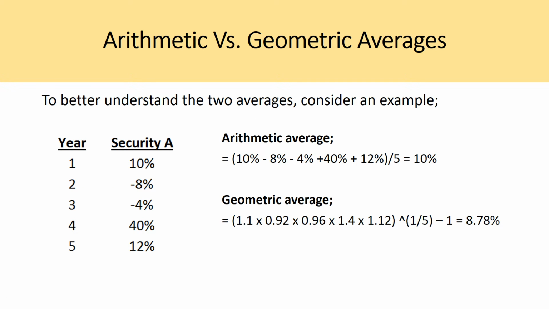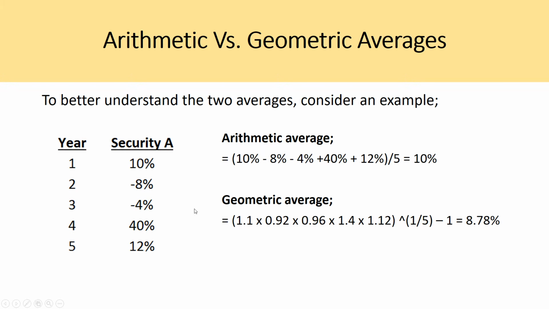So to better understand the two averages, consider an example. So if there is a security with a 5-year return of 10% in the first year, then an 8% decline and 4% decline in years 2 and 3, then a 40% return in year 4 and a 12% return in year 5, the arithmetic average is essentially adding up all of these returns and dividing by 5, the number of periods, to get an average arithmetic rate of return of 10%.